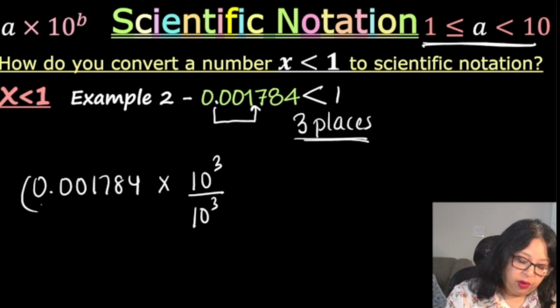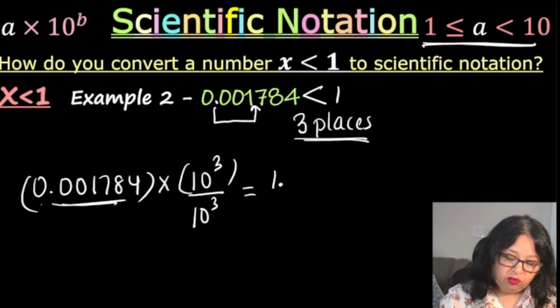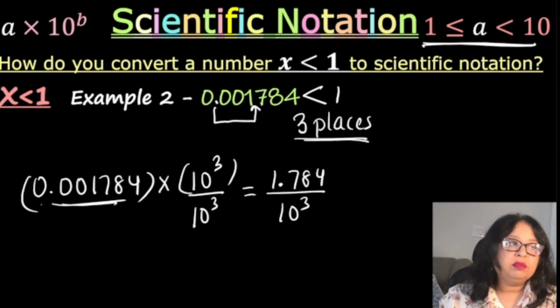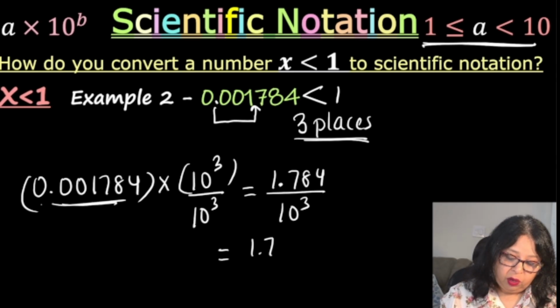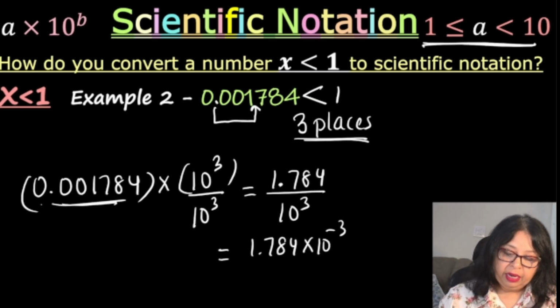Okay. Now, since this number that we're trying to write in scientific notation is smaller than 1, this 10 to the power 3 at the top will multiply the number and convert this to 1.784, and this will be divided by 10 to the power 3. Next, we are going to bring the number at the bottom upstairs and its power will change. So the number becomes 1.784 times 10 to the power negative 3. So here A is 1.784 and B is minus 3.